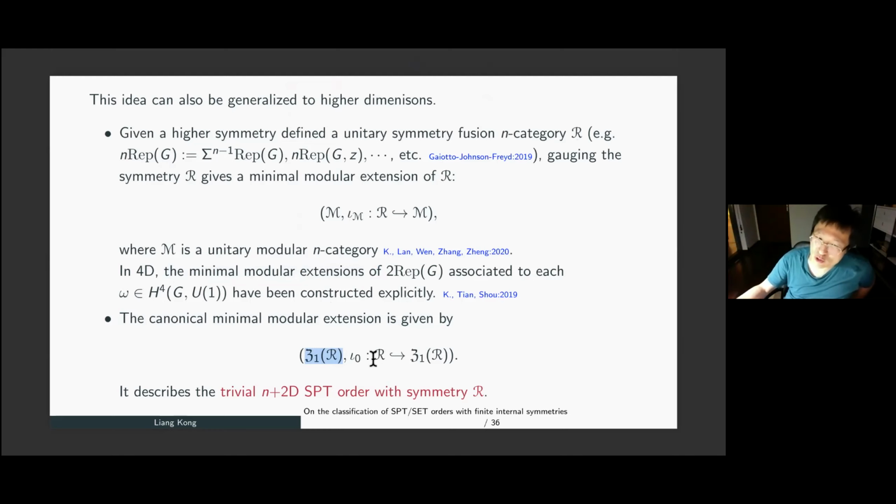So symmetry charge R is canonically embedded in this modulus tension, and this one will serve to be the trivial SPT order with symmetry R. Okay. Did I lose you? In the previous case, R is just the Rep G, but now replaced by nRep G. Okay, very similar, I would say. Yeah. Okay, any questions?